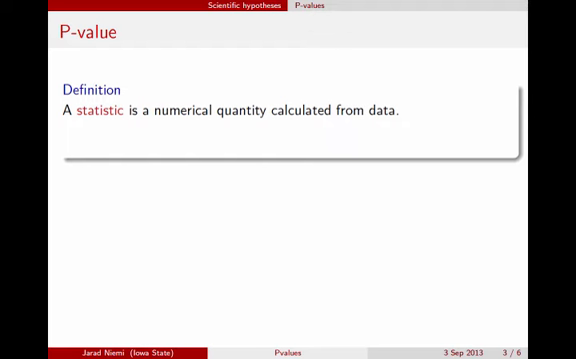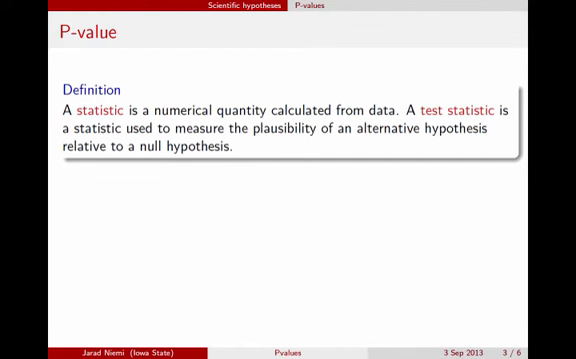The first is that we need to know what a statistic is. A statistic is just some numerical quantity that you calculate from the data. In order to get a p-value, we're going to use something called a test statistic, and this is just a very specific statistic that's used to measure the plausibility of these two hypotheses. In the example that we have, this test statistic is going to relate to delta.